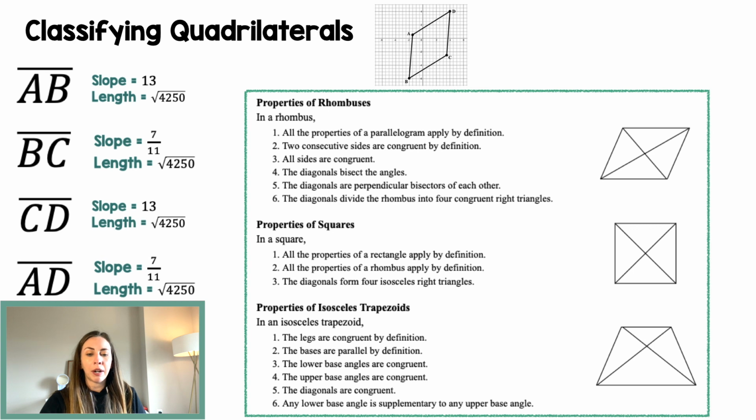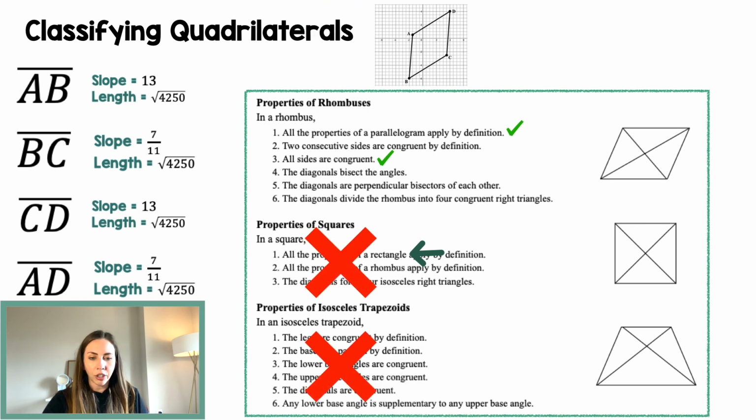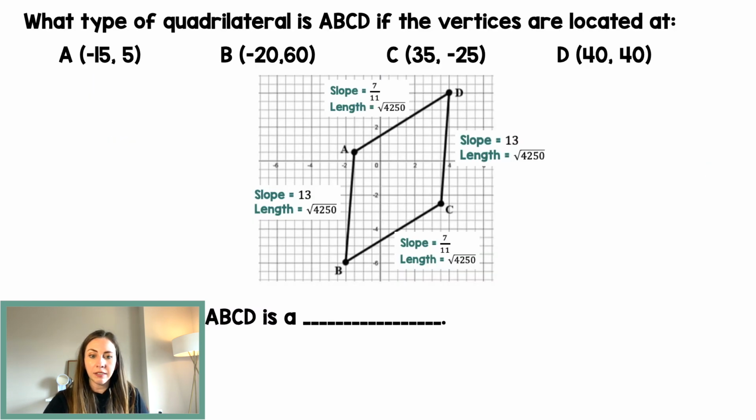So all properties of a parallelogram apply. Well, we did already establish that this is a parallelogram, so we're good. Then it says in number 3, all sides are congruent. Yes, all sides are congruent. So we have a parallelogram with congruent sides. This is a rhombus. For a square, it would have to be a rectangle. We already established that it is not a rectangle. And also, look at it, it's not a rectangle. So it's not a square, and again, look at it, it's not a trapezoid. So ABCD officially is a rhombus.